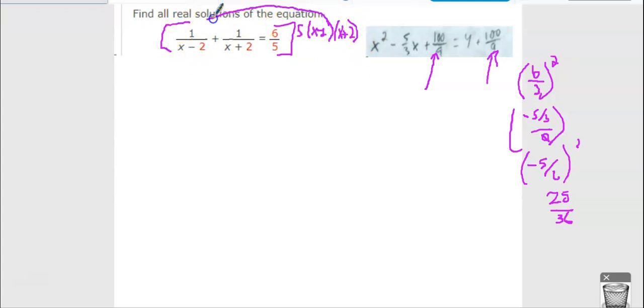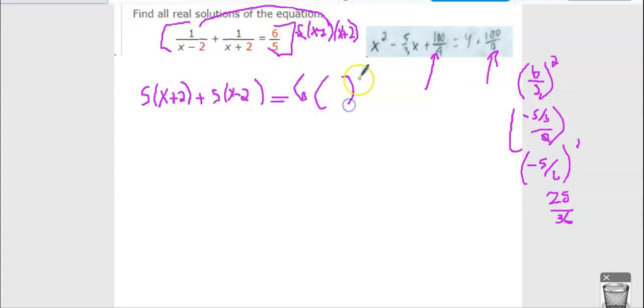So when you multiply this by the first fraction, the x minus 2's cross out, and then you have 1 times 5, and then x plus 2. But notice the fraction is gone. The denominator crossed out. And then here, when you distribute all of this by the second fraction, the x plus 2's cross out, and then you have 1 times 5 times x minus 2. Notice the fraction is gone. And then on the right side of the equation, when you multiply this by the right side, the 5's cross out, and you still have 6 times both of those fractions.